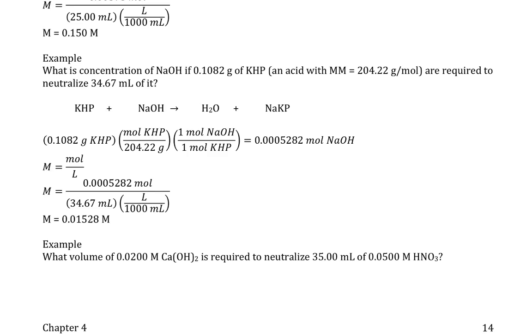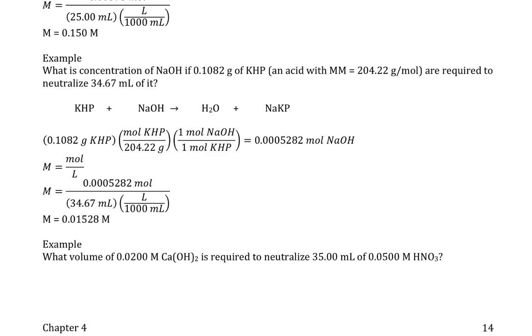we've dissolved 0.1082 grams of it in water, and we add the NaOH to it until we just get the pink color, and we see that the amount of NaOH we're adding is 34.67 mLs.